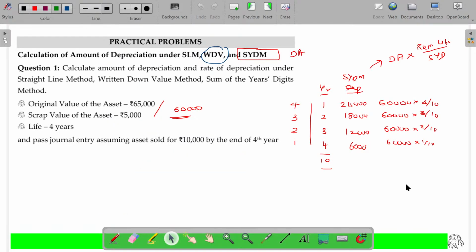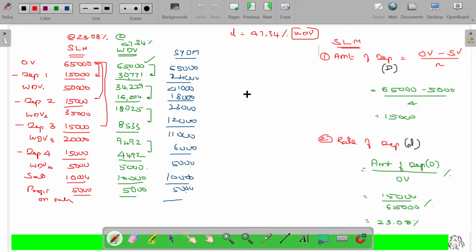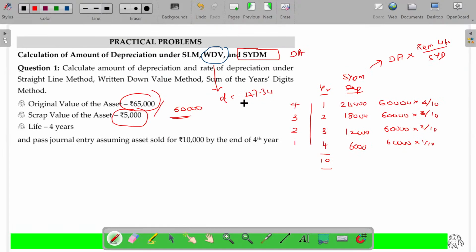Now let's see, in this illustration, original value being 65,000, scrap value being 5,000, and your rate of depreciation under the WDV model being 47.34. If I ask you what is the WDV value by the end of the third year, then you can use the formula. Scrap value for any year, third year, is equal to original value into 1 minus D to the power 3. Hope you could understand. Under the WDV model, to find out the scrap value for any given year, you can use this formula. Scrap value for any year is equal to original value into 1 minus D to the power of that year. 3 years or 4 years, whatever it may be.